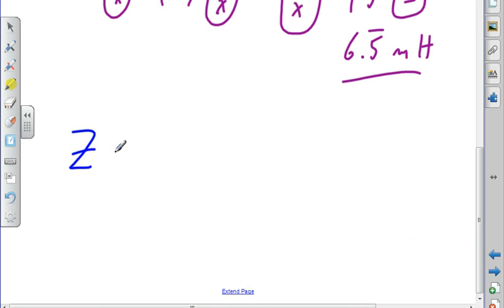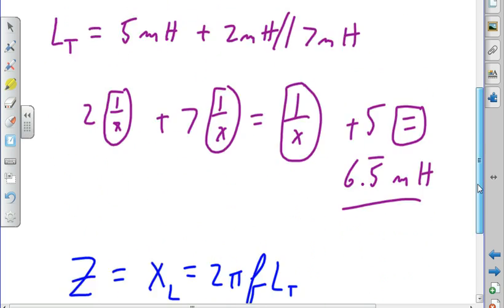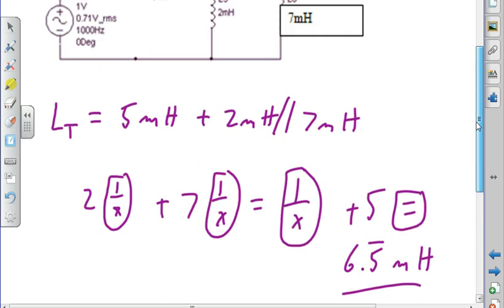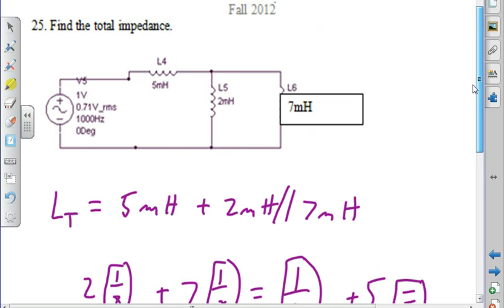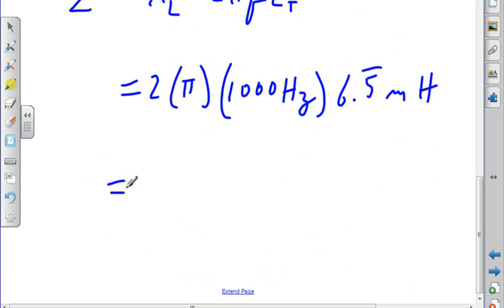Okay, now the problem wants to know impedance. So the impedance Z is the same as X of L, which is 2 pi F L total. 2 pi, what's the frequency? 1,000 hertz times 6.5 repeating millihenry. And when I get done, I'm only going to have one lousy significant digit.